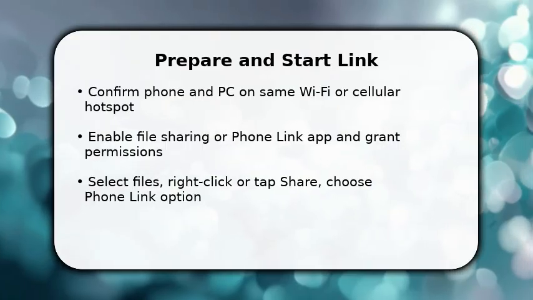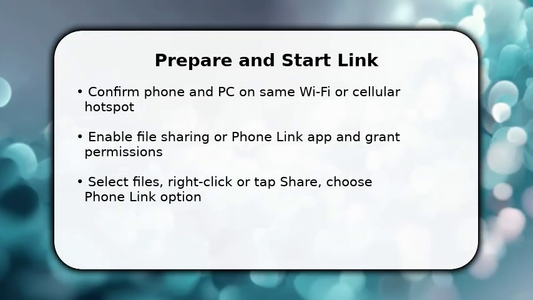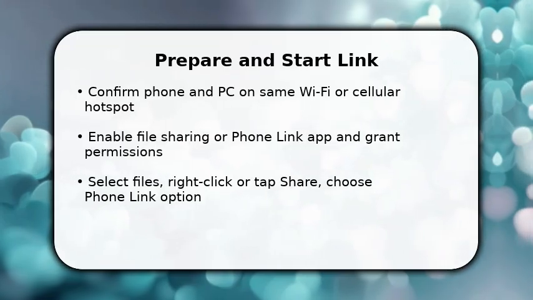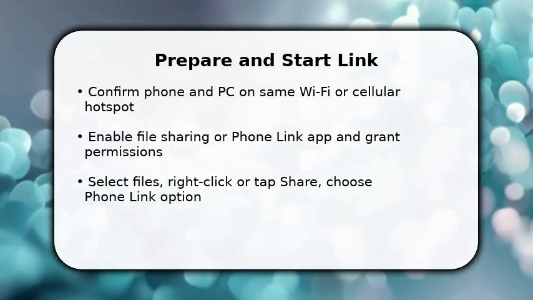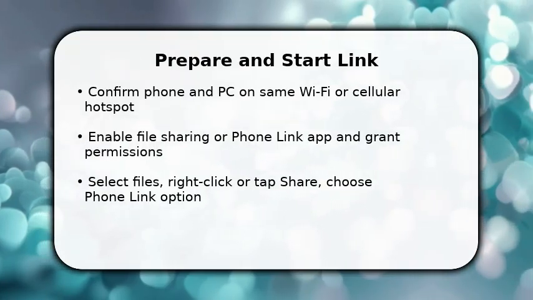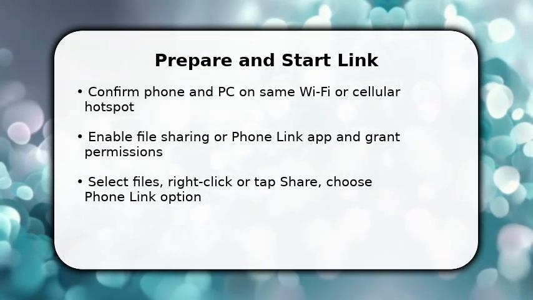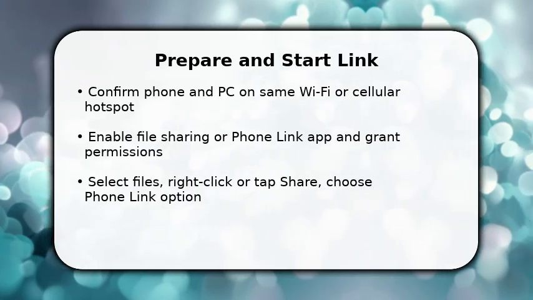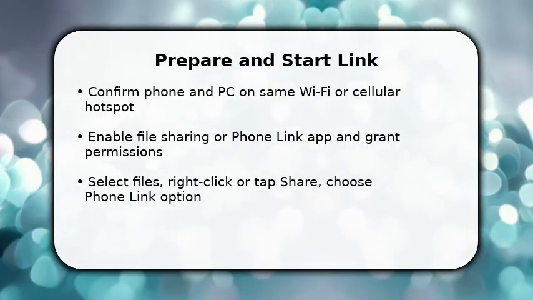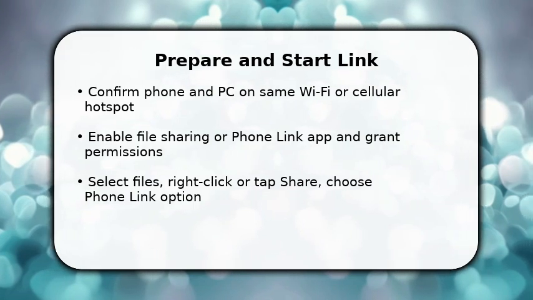You start by confirming network access and permissions. Make sure your phone and computer are on the same Wi-Fi or a hotspot, and grant the Phone Link app permission to access files and notifications. Once done, select the files you want to transfer on your PC or phone, then choose Share and pick the Phone Link or Nearby Sharing option. You do this now so the devices can negotiate a secure link. This prevents interruptions later and speeds up the transfer negotiation process.